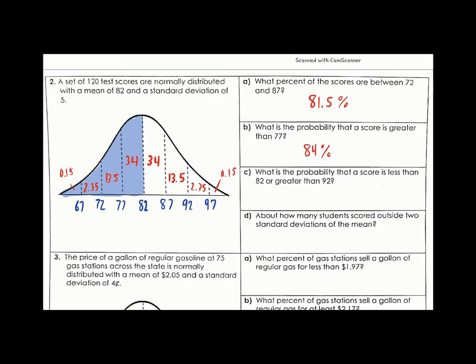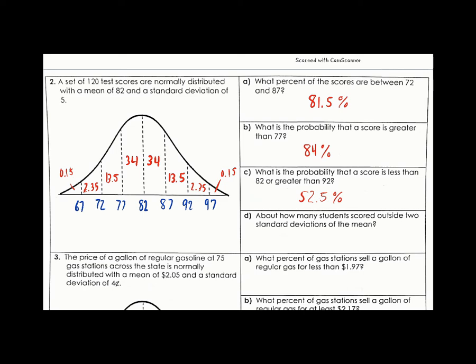And then how about greater than 92? Well, that's 2.35 plus 0.15. So we got 50 plus 2.35 plus 0.15, which is a total of 52.5%. Add them all up, you'll see that.